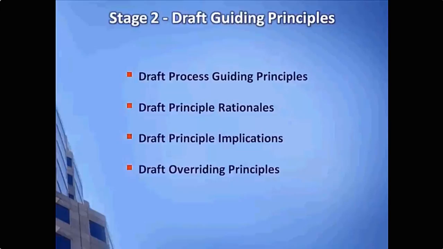Now let's take a look at stage 2. In stage 2, we're going to identify and draft something called guiding principles for our process. A guiding principle is basically a general statement of belief, direction, and philosophy that will guide the key design decisions about your process. Principles come in 2 formats. They may be specific to the process, or they may be general in that they apply to all the processes.